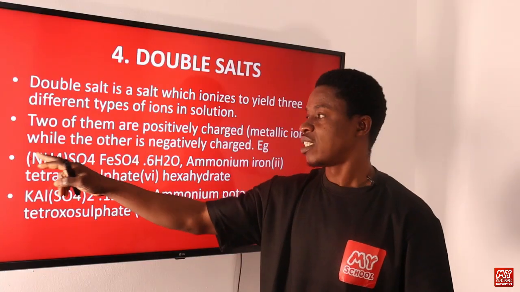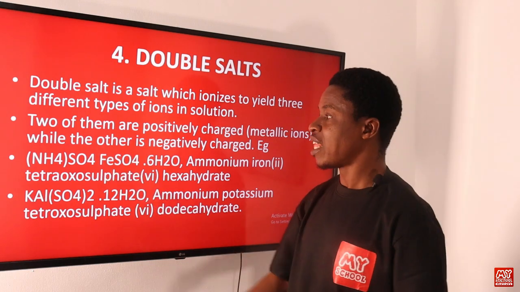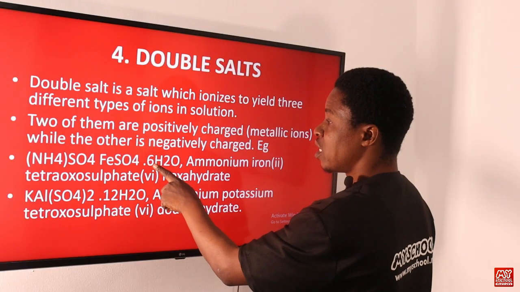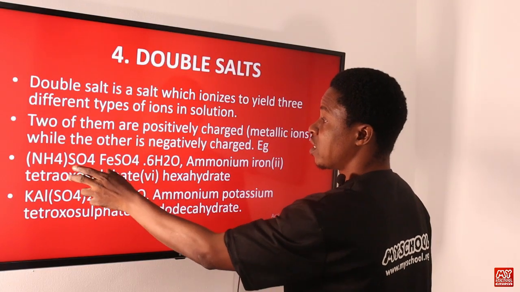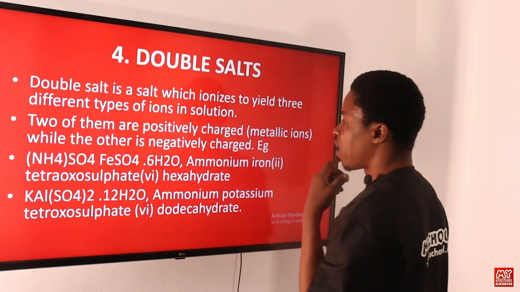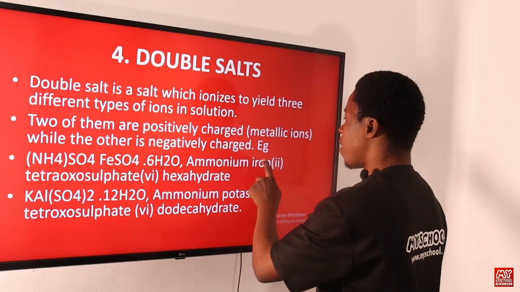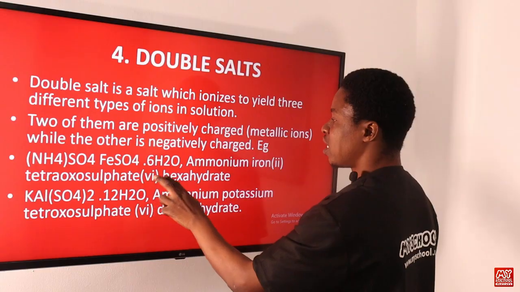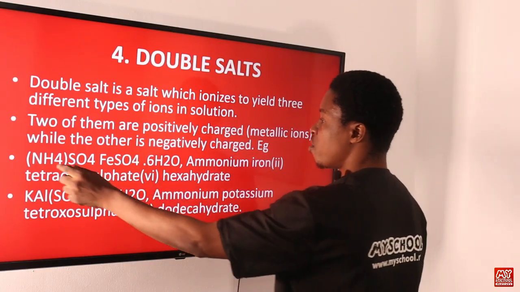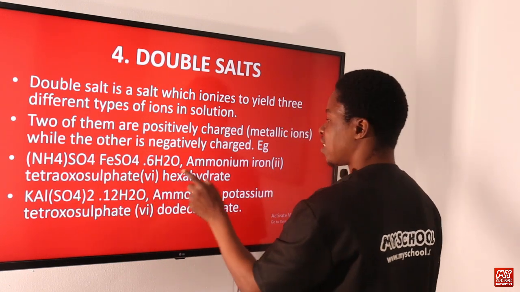NH4 is positively charged. SO4, you can see that this is negatively charged, 2 minus, and then we have FeSO4. Okay, so if we have that plus this 6H2O, we have a positively charged ion here, we have a positively charged ion here. Of course, SO4 is still the same, just one of that. So we have FeSO4, NH4 is here. Then we have ammonium iron(II) tetraoxosulfate(VI) hexahydrate. This is what we have here. That's the name for this.